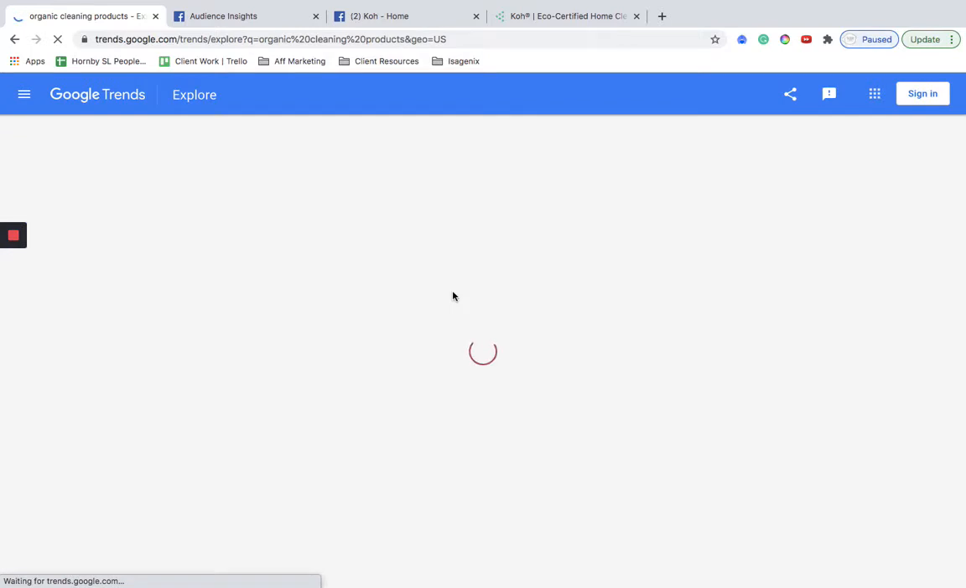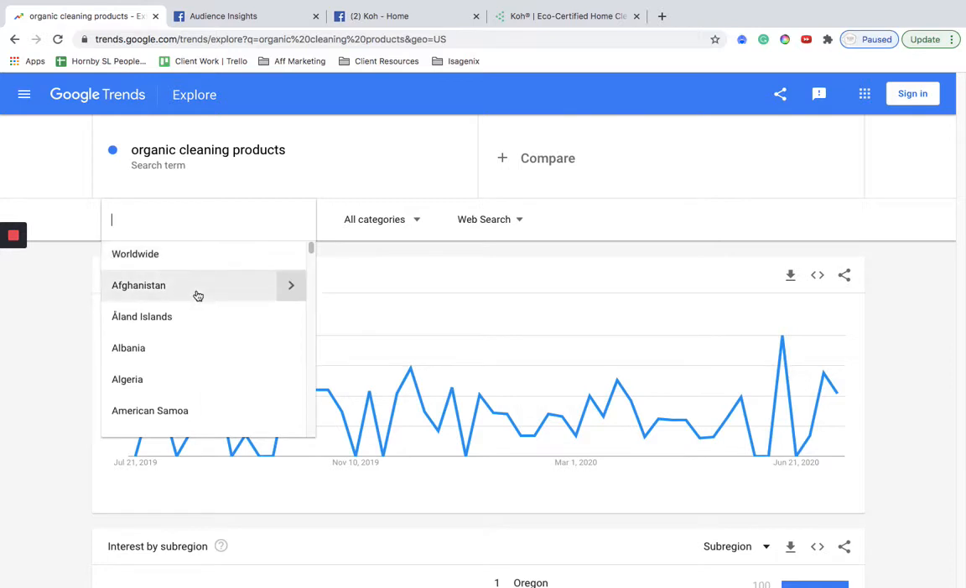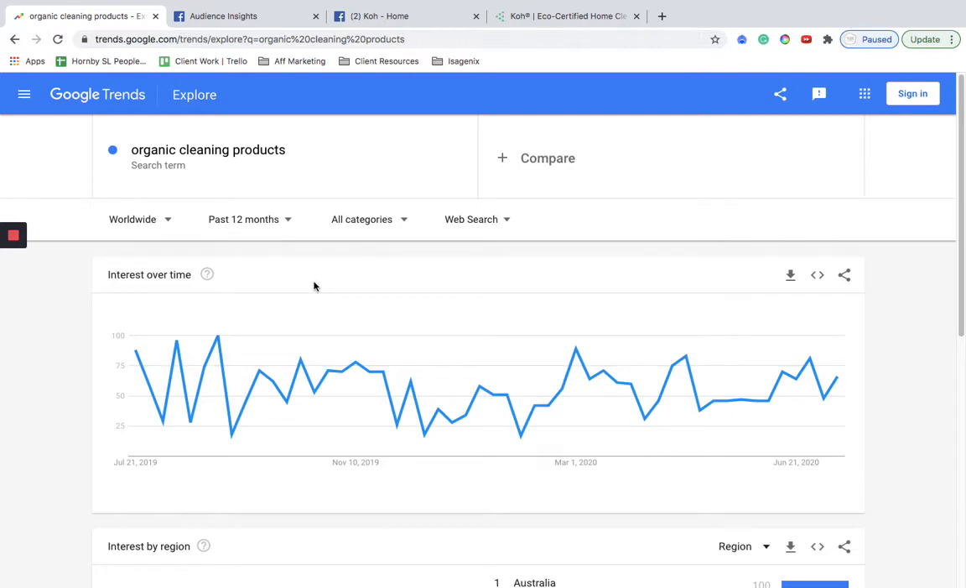And then what this will do is this will show me everything that people are kind of Googling, or the amount of people that are Googling the term organic cleaning products. Now what you've got here is the ability to look at either a country or worldwide, and you can look at the search history from the last 12 months.